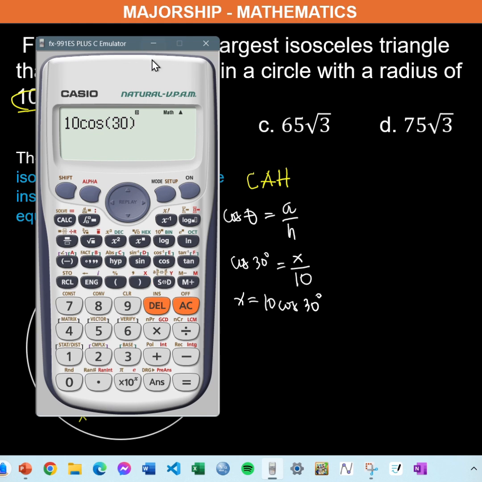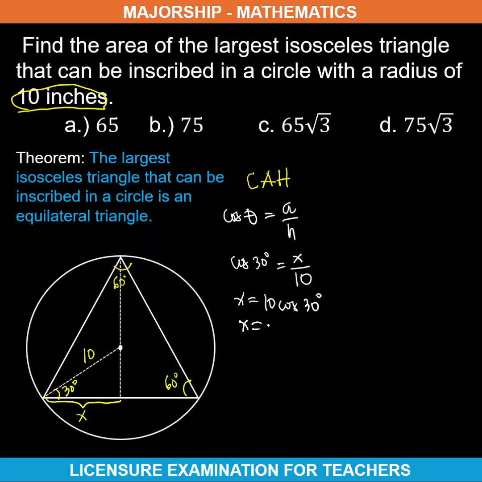Okay, make sure lang na naka-degree yung calculator nyo para hindi kayo mamali ng sagot kasi baka naka-radian yan. Okay, so 10 cosine 30 degrees is 5 square root of 3. Okay, so x is equal to 5 square root of 3. Okay, so this is equal to 5 square root of 3.